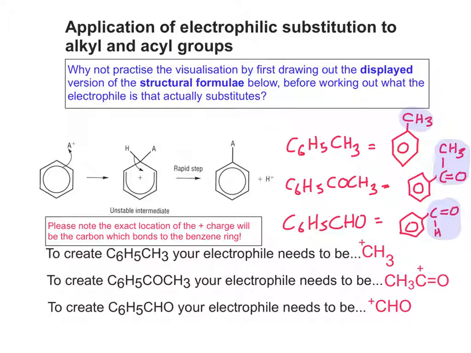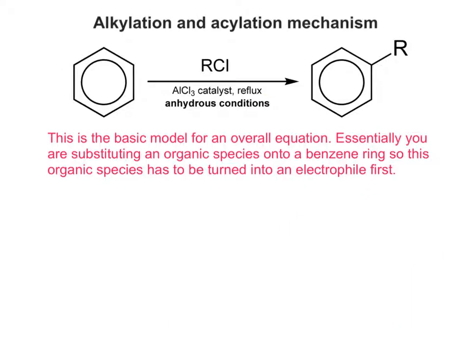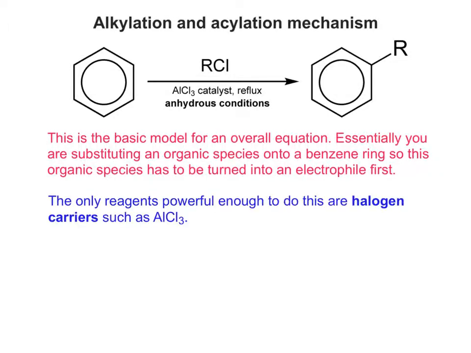So now let's have a look at what it might look like in mechanism form. If we take the R group as an organic species of some kind, to substitute that R group onto a benzene ring, you've got to turn that organic species first into an electrophile. As we've looked at before, the only reagents that are strong enough to do this are halogen carriers such as AlCl3.